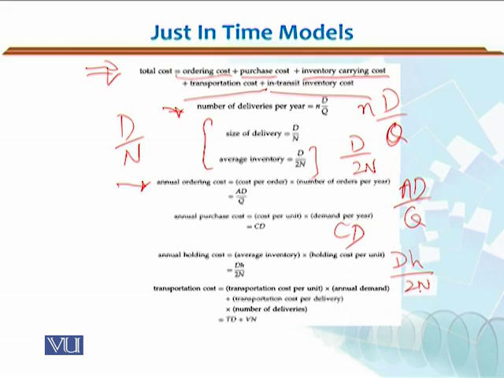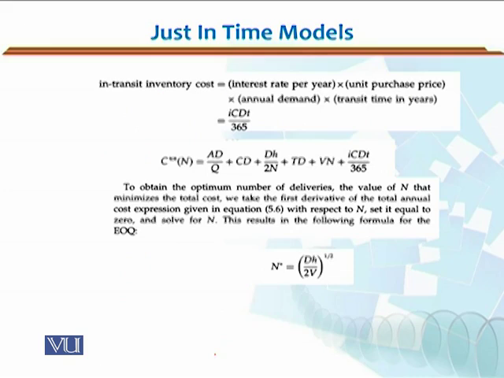Now, what about my transportation cost? This transportation cost will also change. The transportation cost per unit multiplied by the annual demand plus transportation cost per delivery multiplied by the number of deliveries. We have represented transportation cost per delivery by V, and the number of deliveries in the whole year is big N. So my whole expression would become T into D plus VN. Now, the in-transit inventory cost would remain the same as when we incorporated it in EOQ. That is ICDT over 365. In just-in-time it is the same.